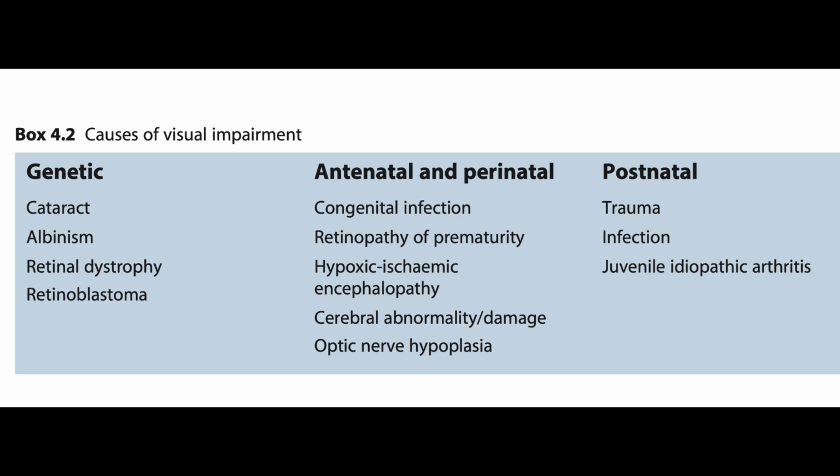juvenile idiopathic arthritis. Recent epidemiological studies suggest that in the UK, up to 50% of children have cerebral pathology as the underlying cause. About 1/3 of cases are hereditary, affecting eye structures. In developing countries, acquired causes such as infection are more prevalent. Investigations may include an electroretinogram or visual evoked potentials.